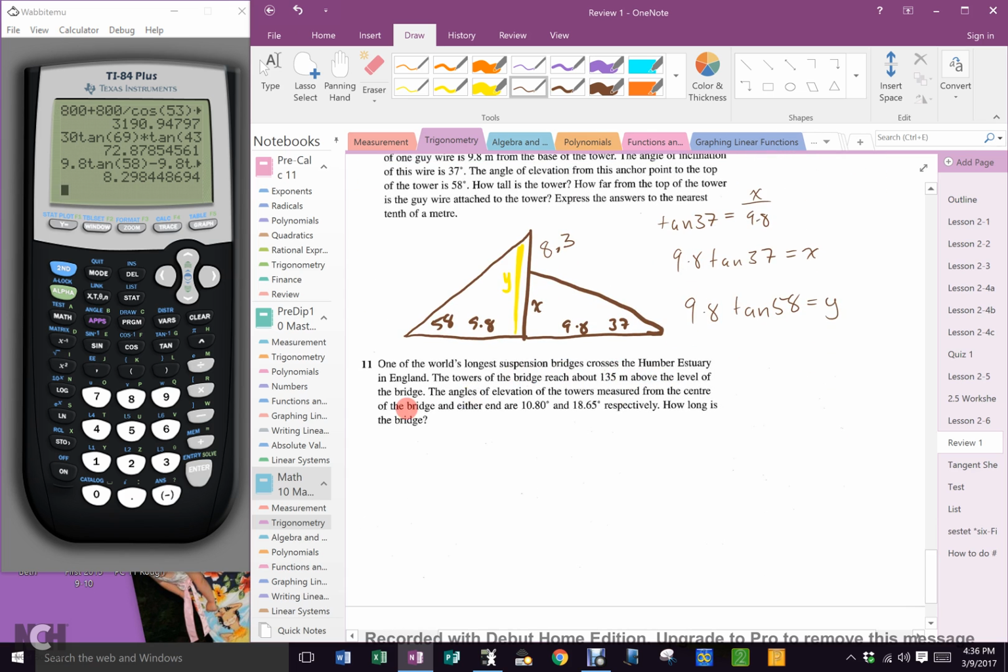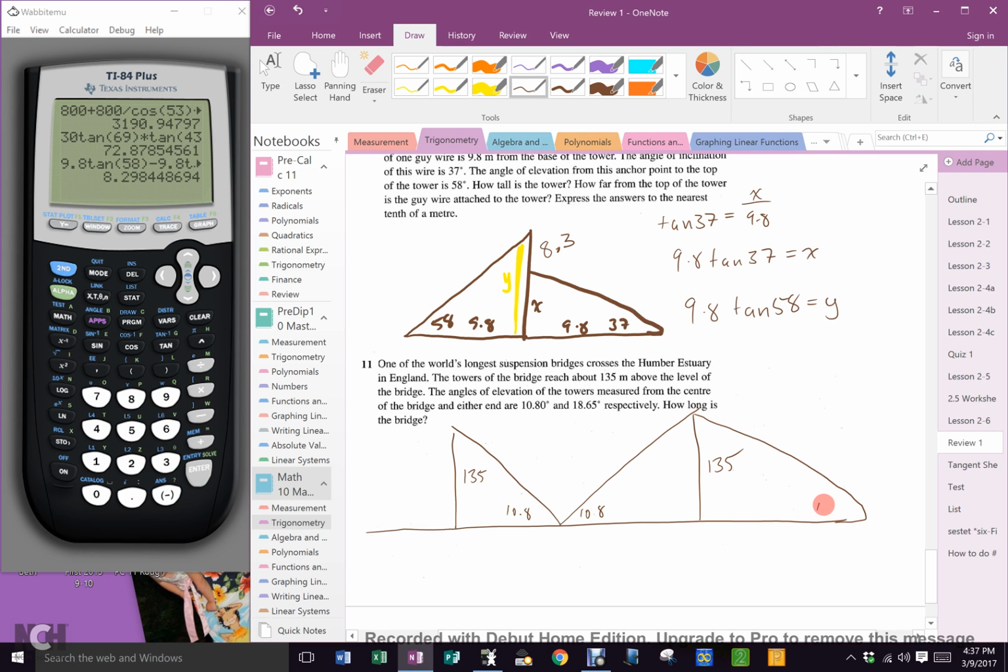And finally, one of the world's longest suspension bridges. The towers of the bridge reach 135 meters above the level of the bridge. So there's the bridge. There's two towers. They're 135 meters tall. The angles from the center of the bridge are 10.8 and 18.65. So from the center it's 10.8, 10.8, 10.8. From the end, it's 18.65. And I want to know how long the bridge is.